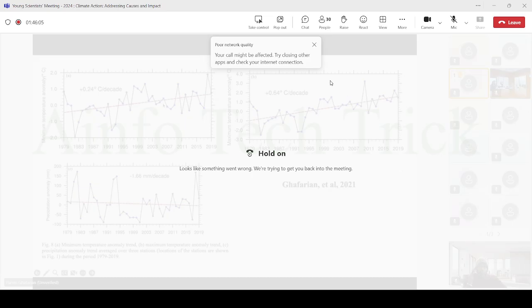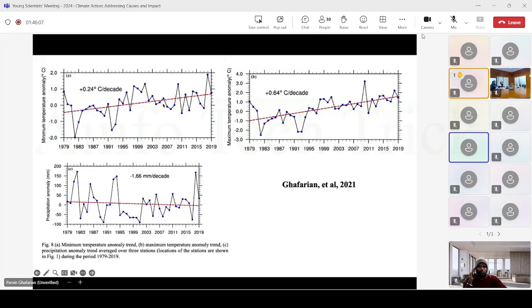The pattern on days with the coldest temperature in northwestern Iran, and he shows the wind pattern on days with the hottest temperature in northwestern Iran.